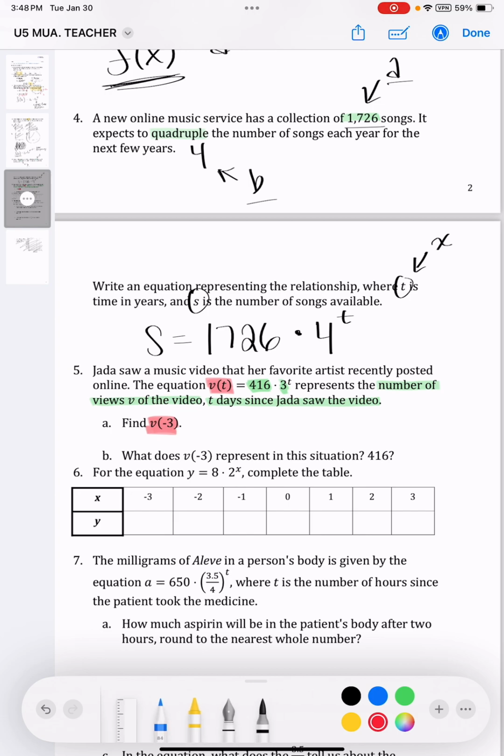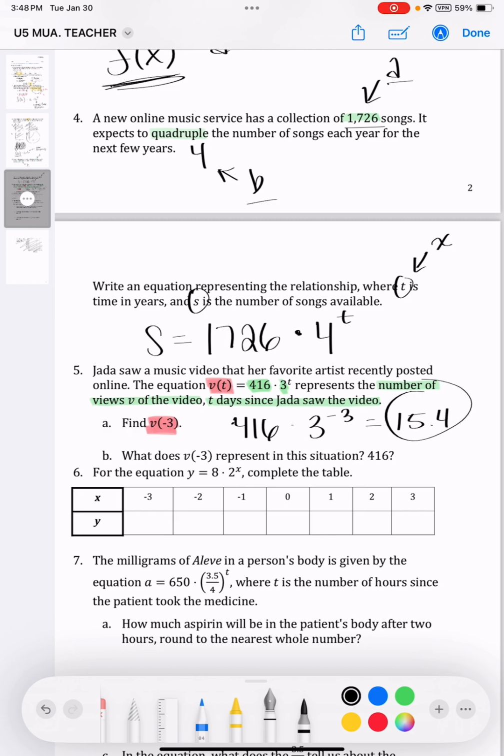So when you're calculating this, you are simply doing 416 times 3 to the power of -3. And when you calculate that, your final answer should be 15.4. That is all you're doing for letter A.